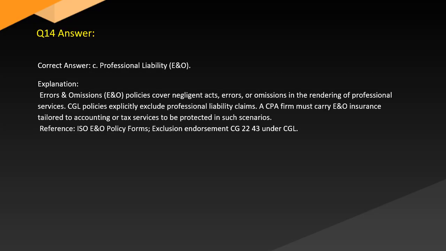Answer. Correct answer: C. Professional liability, E&O. Explanation. E&O, errors and omissions, policies cover negligent acts, errors, or omissions in the rendering of professional service. CGL policies explicitly exclude professional liability claims. A firm must carry E&O insurance tailored to accounting or tax services to be protected in such scenarios. Reference ISO E&O policy forms. Exclusion endorsement CG 22 and AGIA.